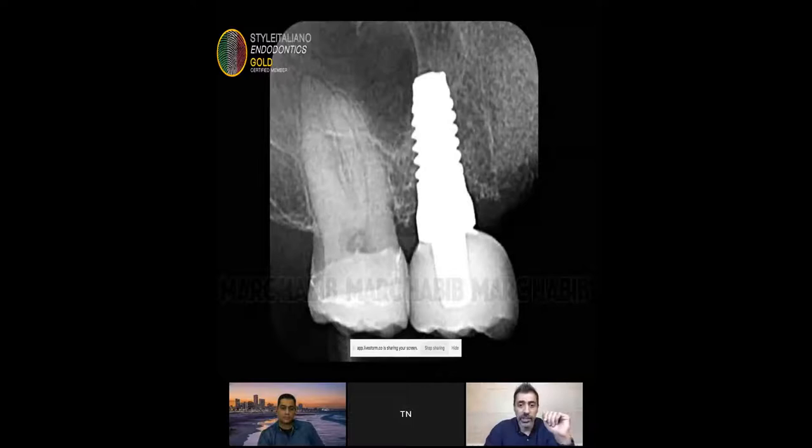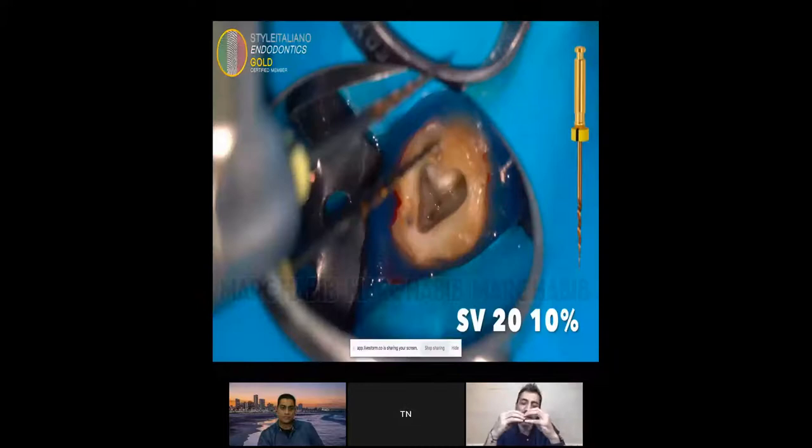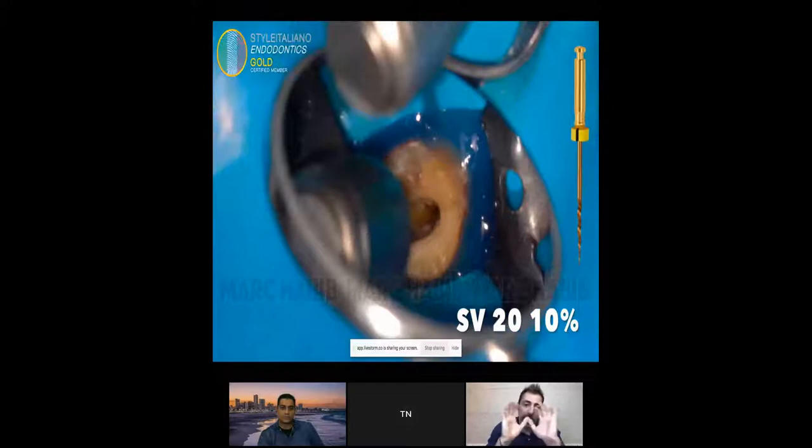At the beginning, again, access cavity here. I noticed at the beginning of this case that my MB canal was a little bit large. So there was a big part of tissue in this mesiobuccal canal. So I'm going to keep it till the end. I'm going to pre-flare with the SD 20-10%.